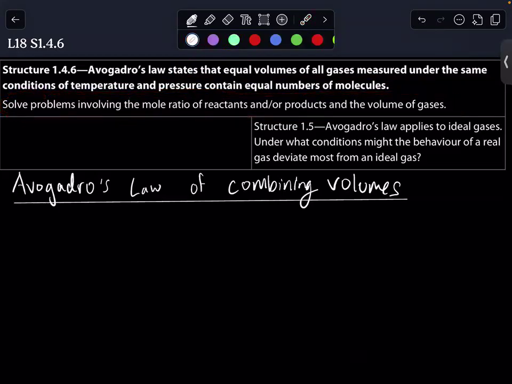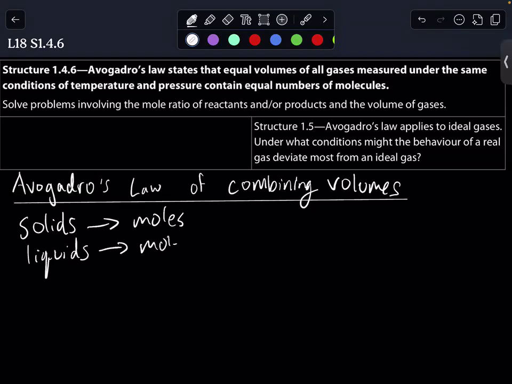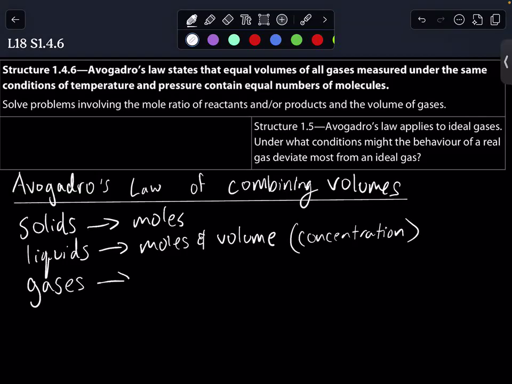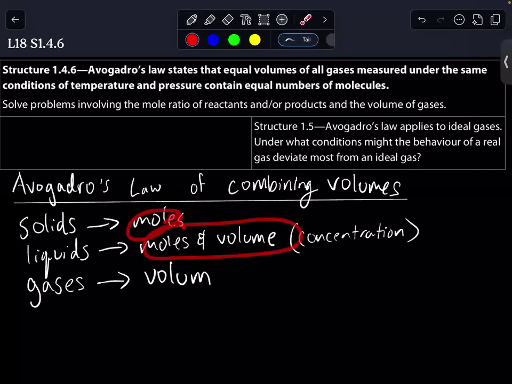So, why do we have this? Well, we already have learned that with solids, we use moles to compare reagents. With liquids, we use a combination of moles and volume, and that creates our concentration. But what about with reactants that are gases? Well, with gases, we just use volume. So you'll notice that we kind of go from moles to moles and volume to volume. So we kind of just have this transition.